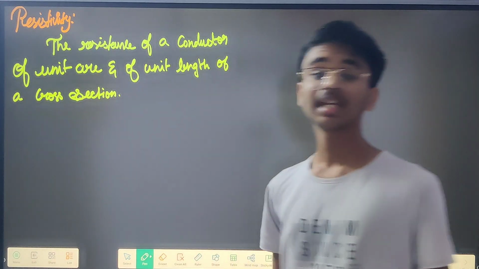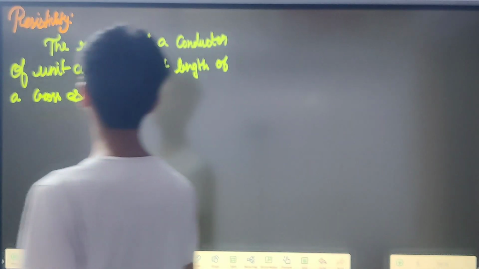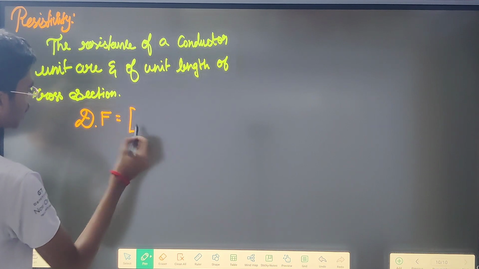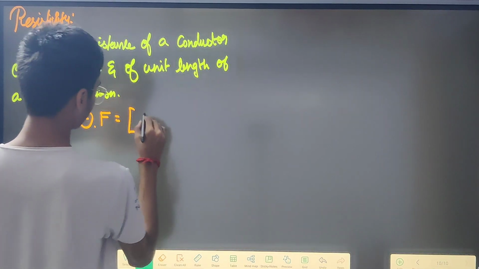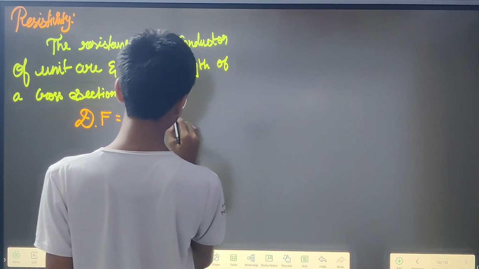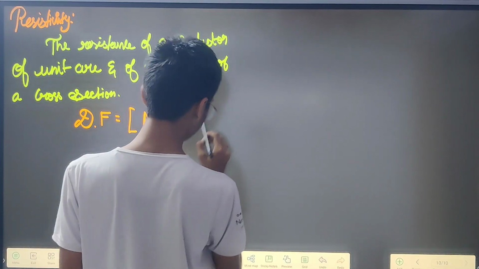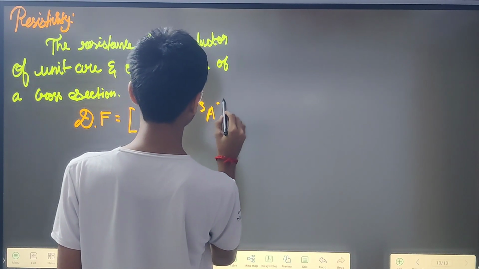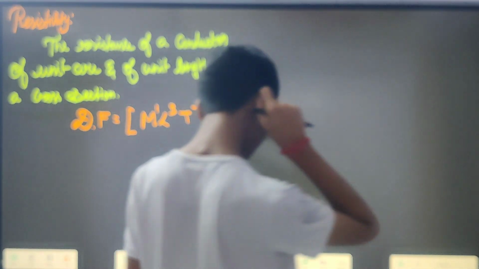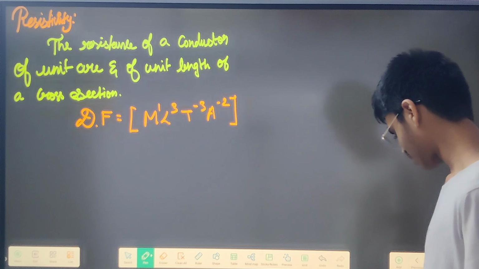Okay, so the dimensional formula. What's the dimensional formula? The dimensional formula is M^1 L^3 T^-3 A^-2. Okay, the dimensional formula, I will not remember at all.